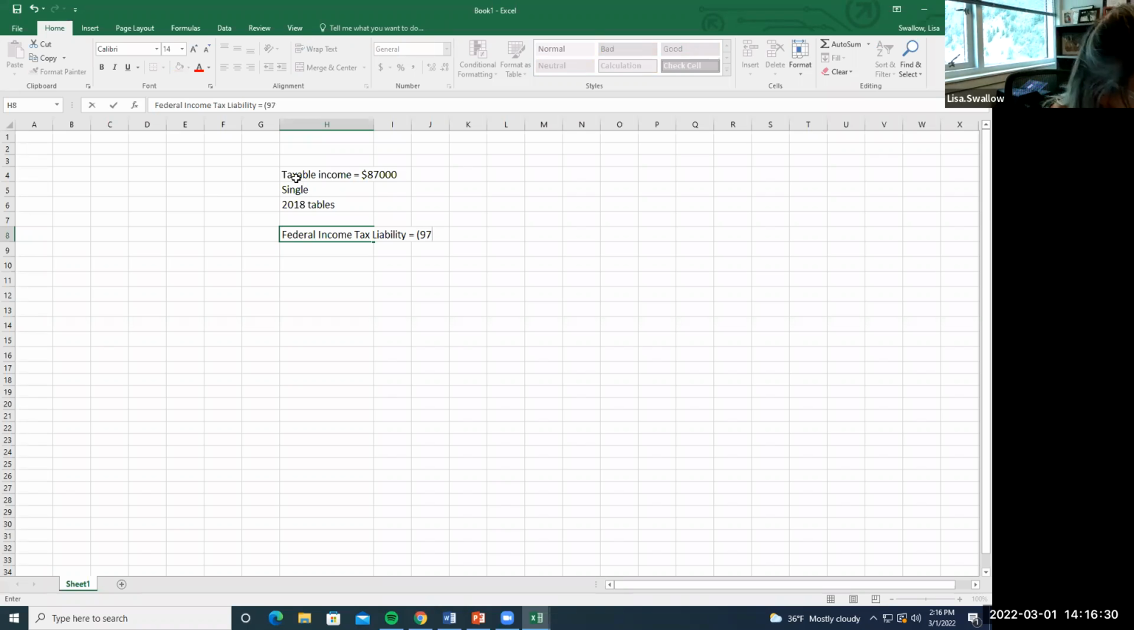So the first $9,525 is taxed at 10%. You see that from the table? Then the next chunk, so figure out the difference between $9,526 and $38,700, because that's that next chunk of income.